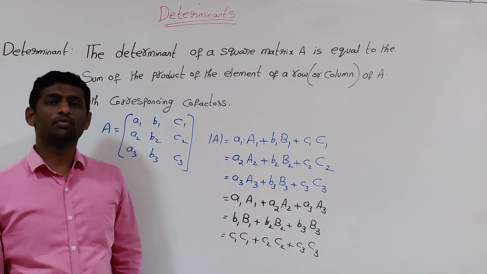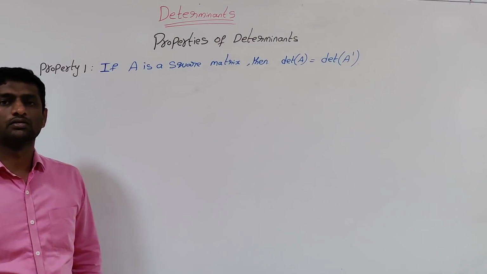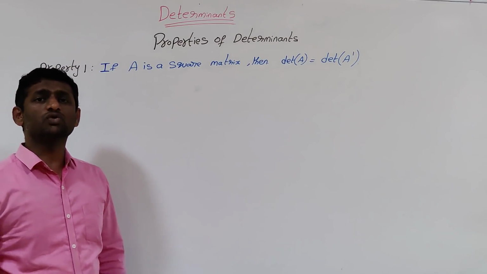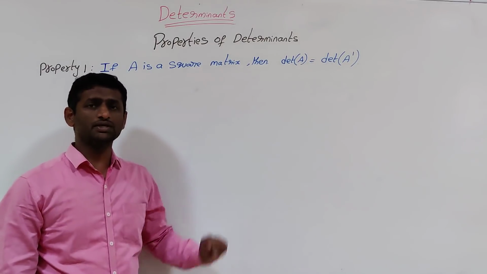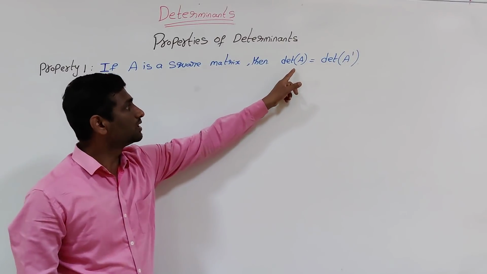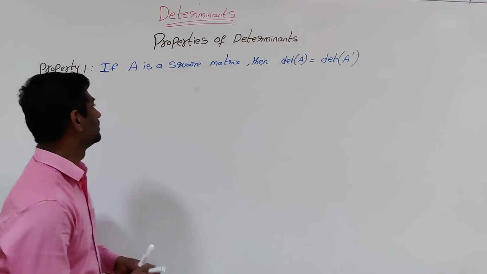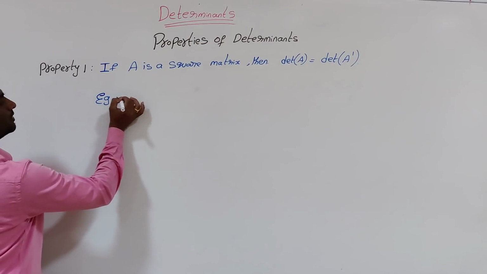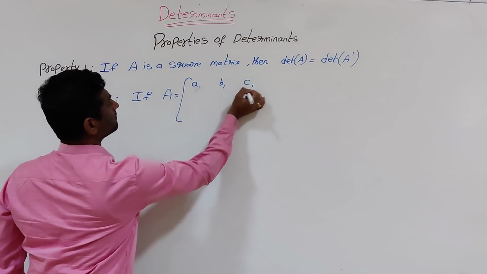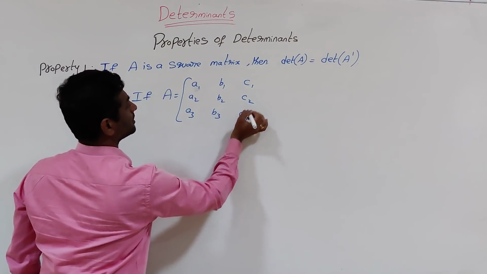Now we'll see some properties of determinants. Property 1: if A is a square matrix, then the determinant of the matrix is the same as the determinant of its transpose. Means the determinant of this square matrix and its transpose, both the values will be the same. We'll see one example. Suppose A is a square matrix, A1, B1, C1, A2, B2, C2, A3, B3, C3.